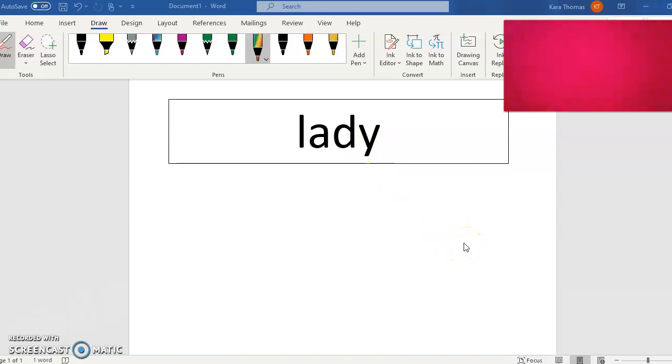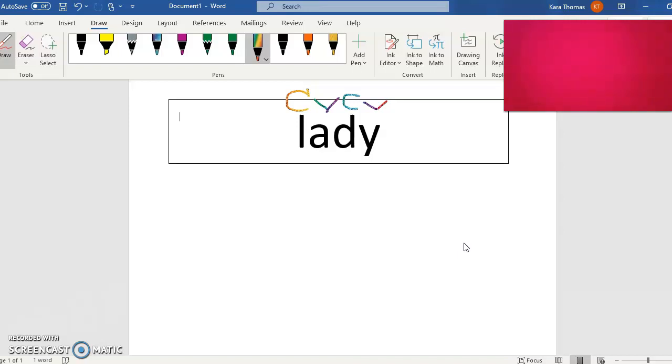We can identify the vowels by labeling them. So remember, a vowel is A, E, I, O, U, and a consonant is all of the other letters that are not vowels. Okay, so we're going to take the word lady and label it with consonant, vowel, consonant, vowel, because remember, sometimes Y. In the word lady, the Y has the long E sound.